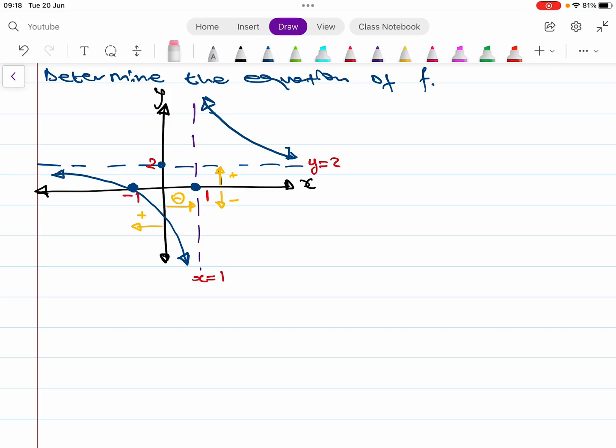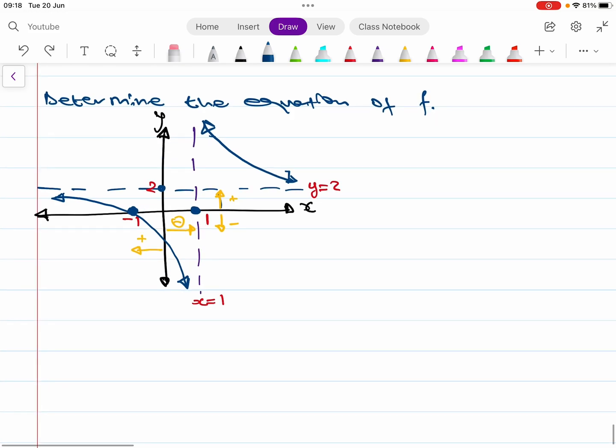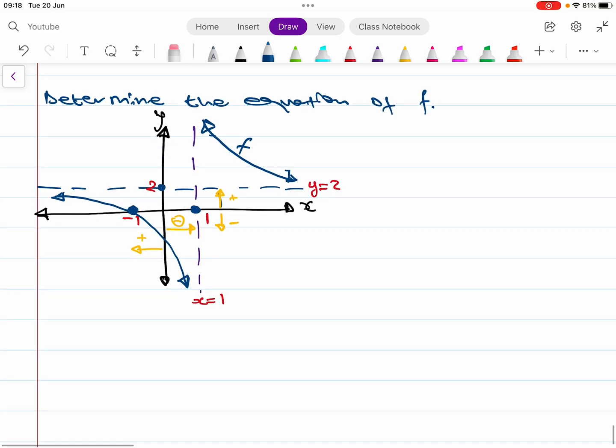We are looking at a question here, which is a possible exam question. Suppose under some circumstances, someone is asking you to determine the equation of a graph f. This is the graph f. Sorry for that, I just wanted to label that. This graph is called f.